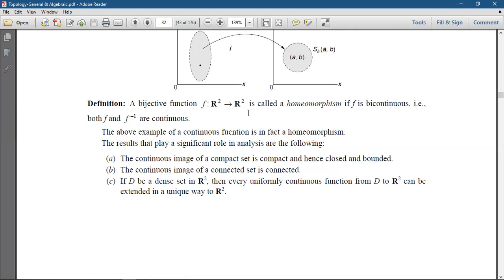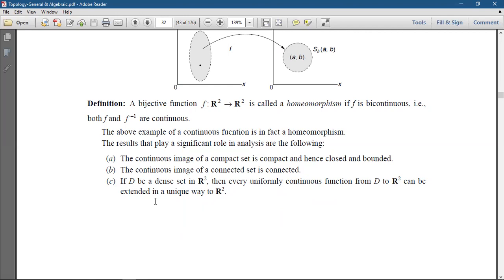And some notable points are there. The first one is the continuous image of a compact set is compact and hence closed and bounded, which we already discussed, that any closed and bounded set is compact. Now the next one is the continuous image of a connected set is connected. That means if the function is continuous, then the image of a connected set is connected.